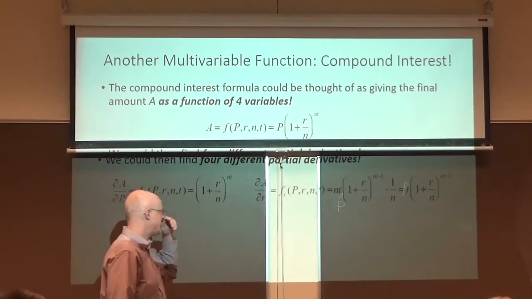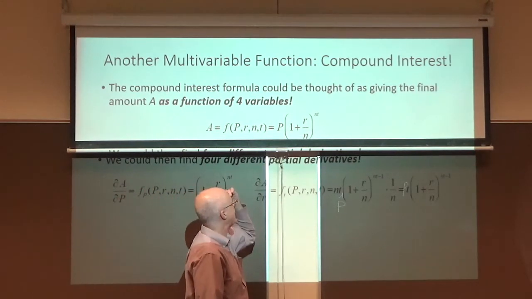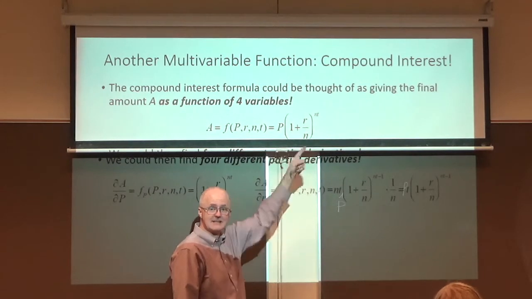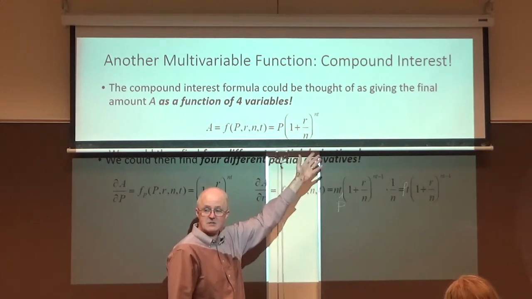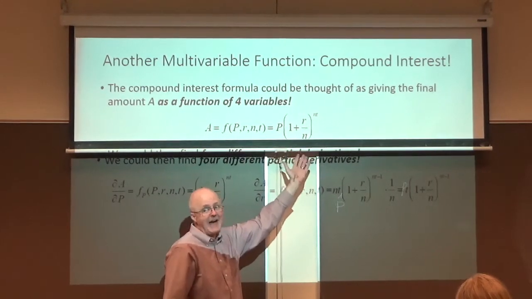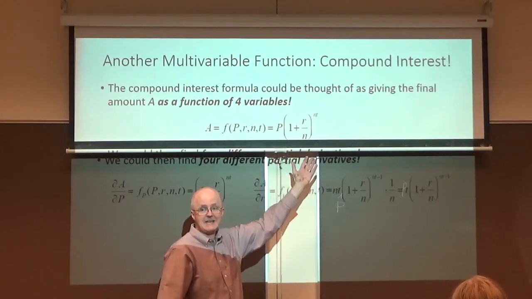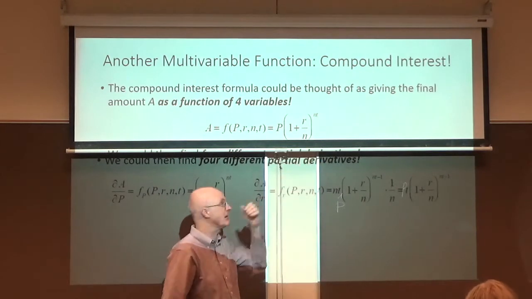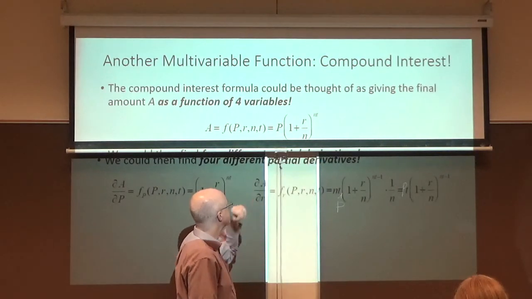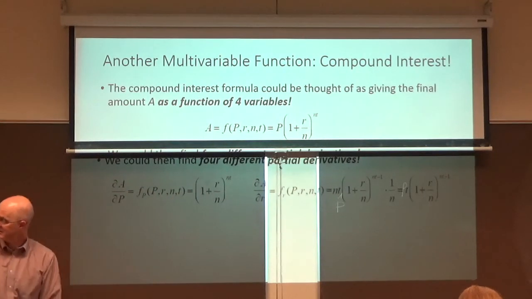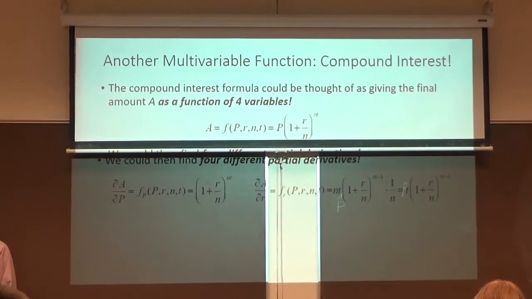With respect to t, this is an exponential function of t, right? Because the t is in the exponent. That's the only place it occurs. The base is not e, unfortunately. So to differentiate this with respect to t, I need a natural log coming into play. The natural log of that base, 1 plus r over n. And then you'll need the chain rule as well because of the n times t in the exponent.